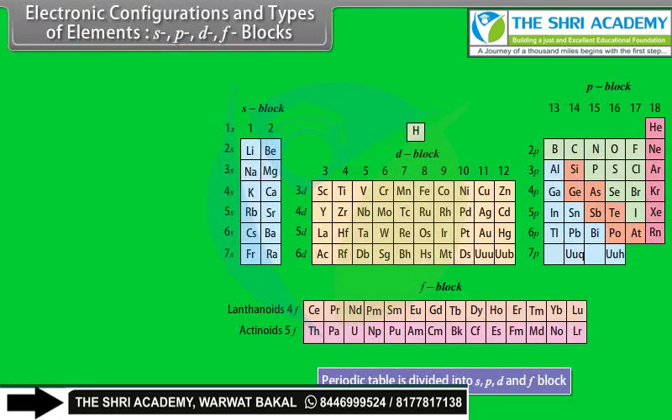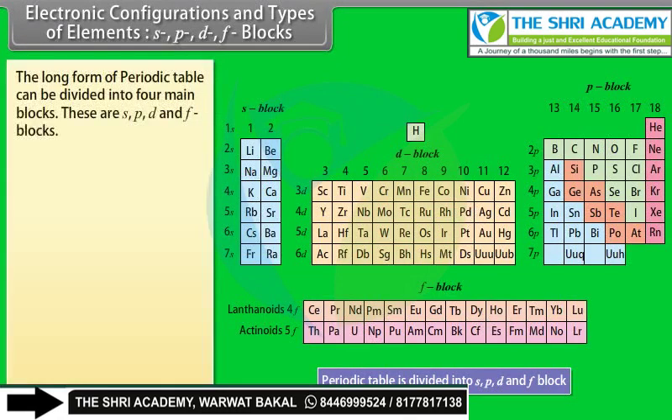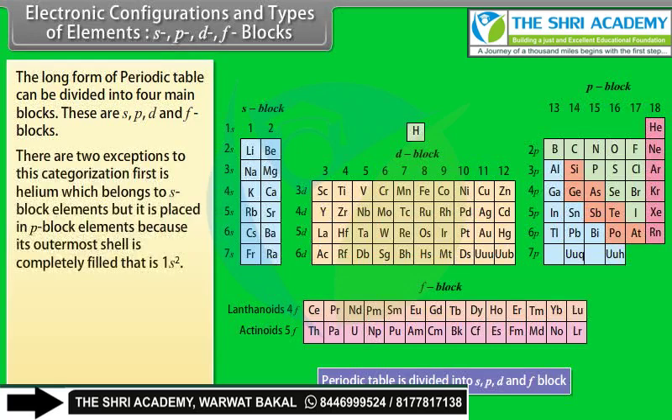Electronic configurations and types of elements. s, p, d, f blocks. The long form of the periodic table can be divided into four main blocks. These are s, p, d and f blocks. There are two exceptions to this categorization. First is helium, which belongs to s block elements, but it is placed in p block elements because its outermost shell is completely filled, that is 1s2.